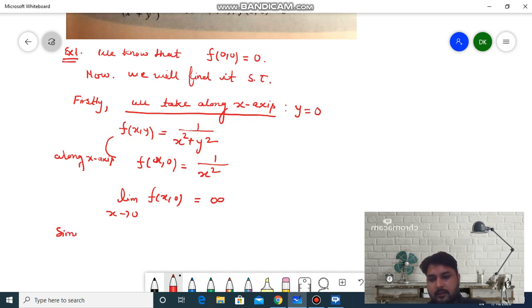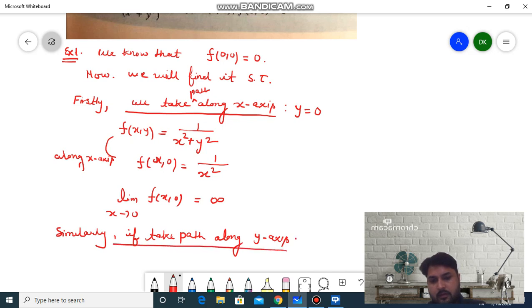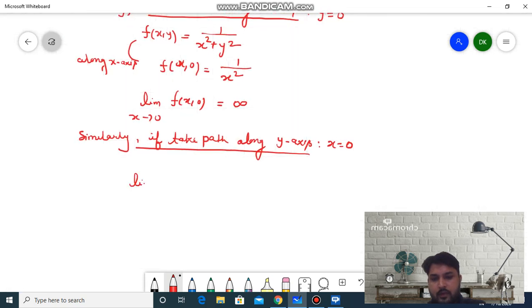Similarly, if we take the path along the y-axis, that is when x is equal to 0, then also we get the limit as y tends to 0 of f(0,y) is equal to infinity. Now we will take a general path.